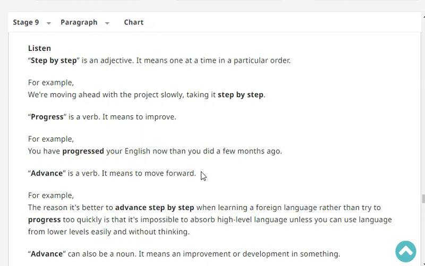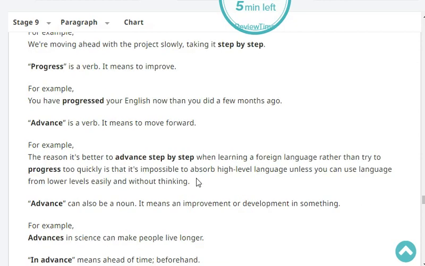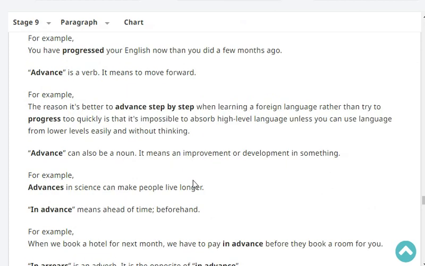Progress is a verb. It means to improve. For example, you have progressed in your English more now than you did a few months ago. Advance is a verb. It means to move forward. For example, the reason it's better to advance step by step when learning a foreign language rather than try to progress too quickly is that it's impossible to absorb high level language unless you can use language from lower levels easily and without thinking.